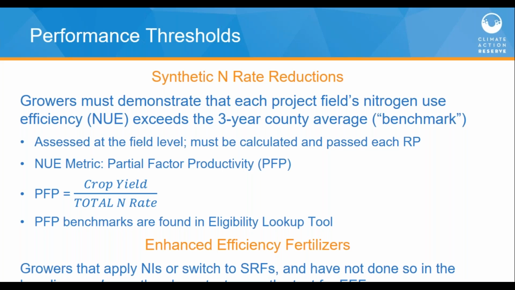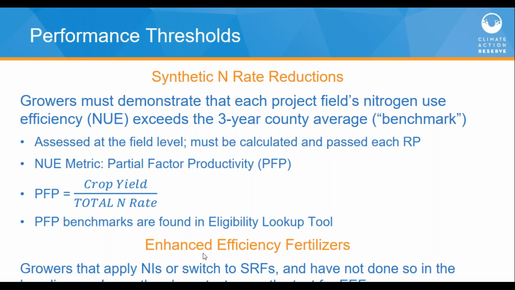So at the end of the reporting period, at the end of the cultivation year, projects will need to quantify their yield divided by the amount of nitrogen that they applied over the entire cultivation year, divide the two together to calculate the field's PFP, and compare it to the benchmarks that are found in the eligibility lookup tool, and make sure that the project PFP is greater than the benchmark PFP.